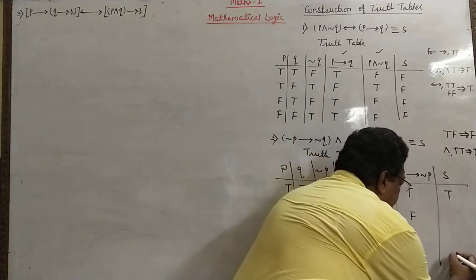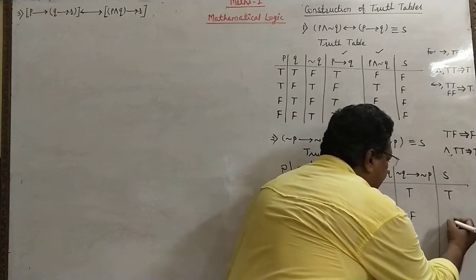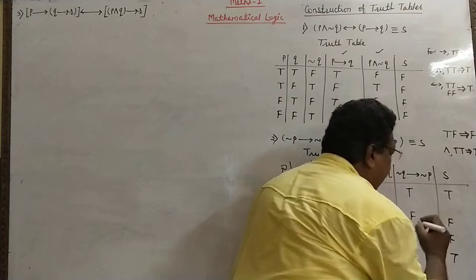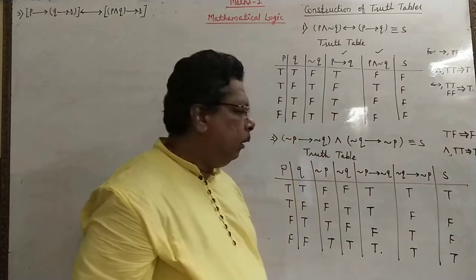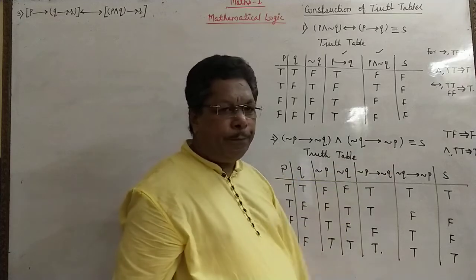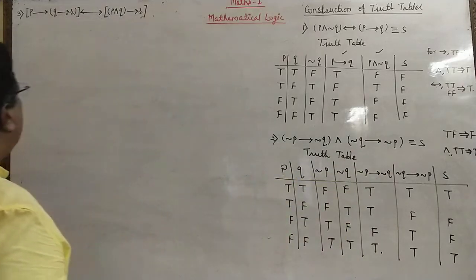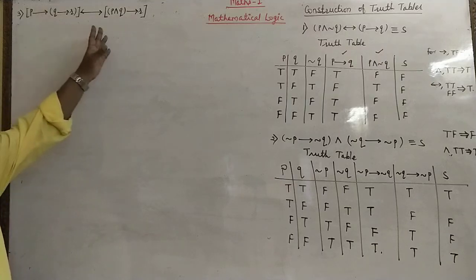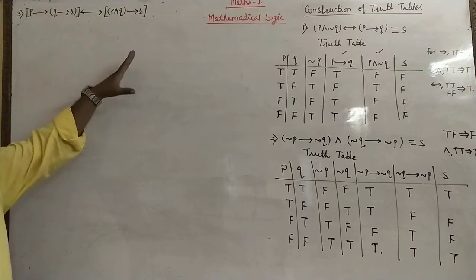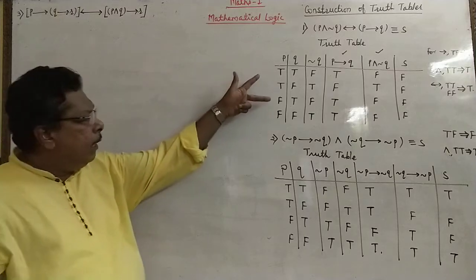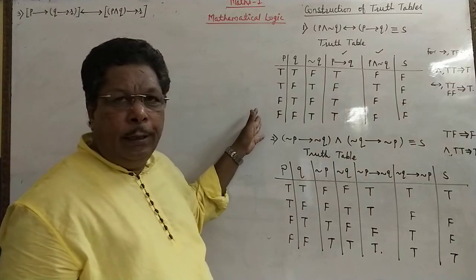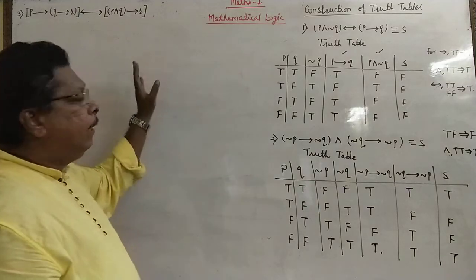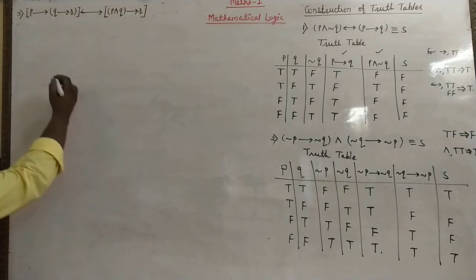This condition is satisfied in the last case also. This is also T. Remaining are F. Now this is the truth table for the second one. Now the third one. In the third case there are three statements P, Q, R. If two statements are there, possibilities are 4. If three statements are there, then there are 8 possibilities.